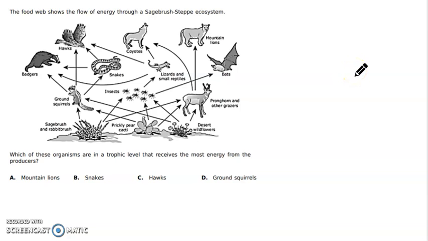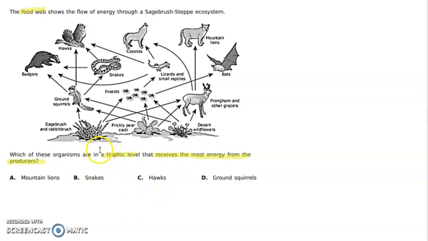The food web shows the flow of energy through sagebrush steppe ecosystem. Which of these organisms are in a trophic level that receives the most energy from the producers? Okay, so let's highlight a couple of important terms. It tells us this is a food web, which we should be familiar with. It talks about trophic levels, and then it wants to know which one receives the most energy from the producers. Let's brainstorm a couple of things.